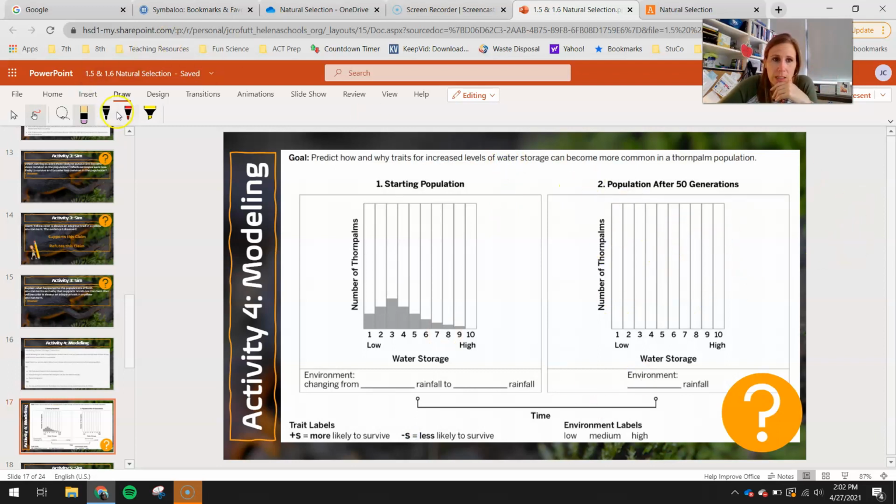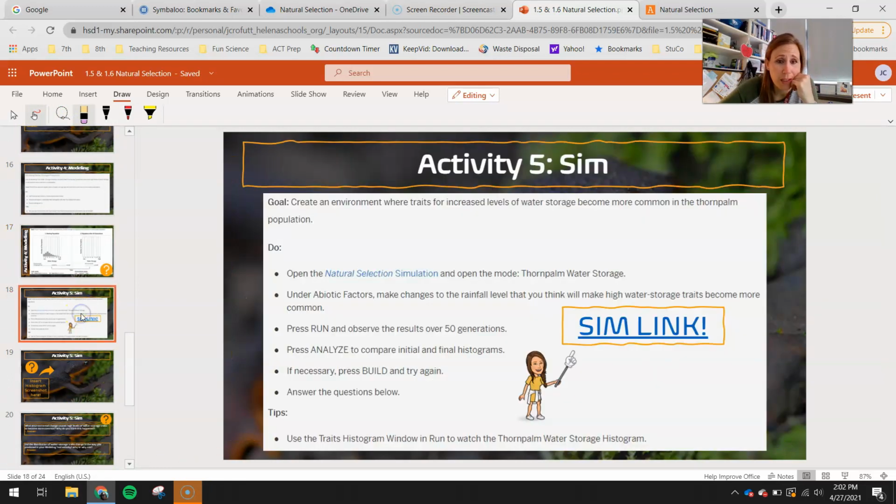Okay, so fill out this chart right here, this histogram, with what you think is going to happen. Again, this is a prediction, so it's okay if you're wrong. All right, moving on, let's test that in this sim. Okay, you guys are going to open up the thorn palm water storage.